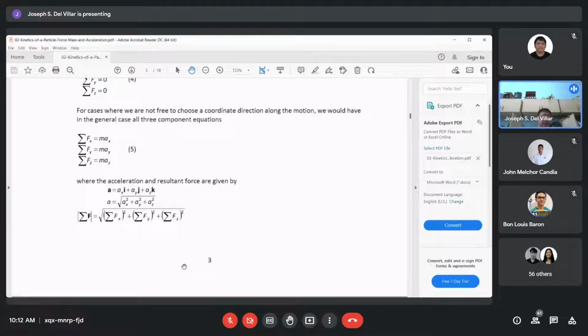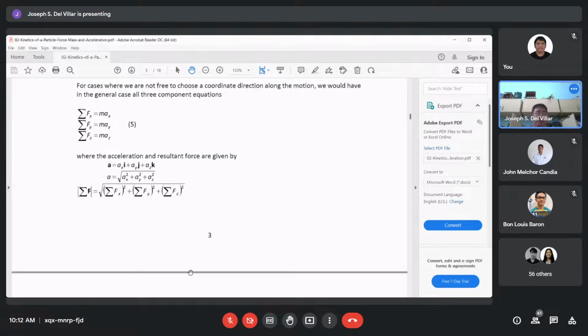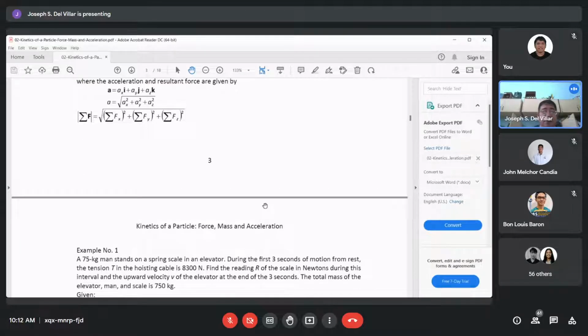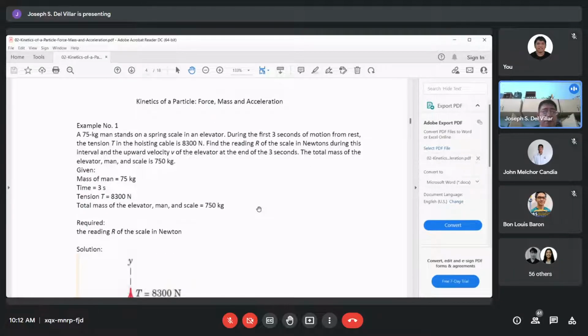Okay, so basically, these are the same equations that we have been using before, no? Way back in physics. Okay? It's just that one more axis is added, and that is the z-axis. Okay? Okay, let's have an example to better appreciate and understand the kinetics of particles, force, mass, and acceleration.